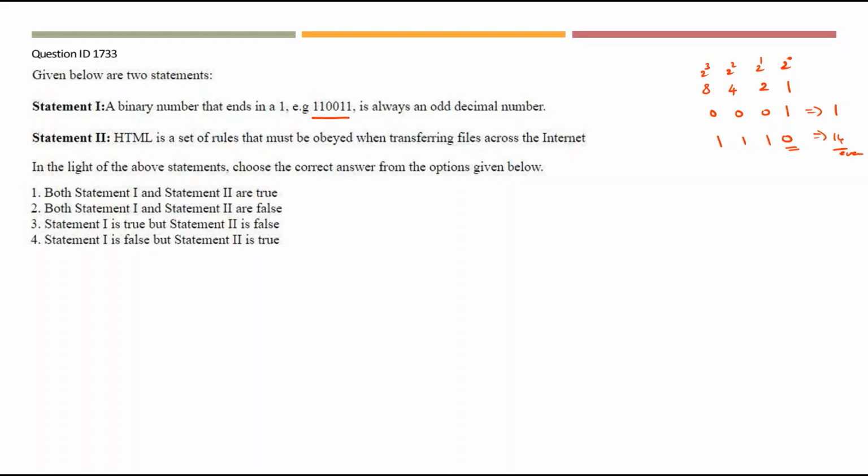So to make any number odd, I have to have 1 in the 2 power 0th bit. It means a binary number that ends in a 1 is what exactly they say. So when I have a binary number ending in 1, it means it is always an odd decimal number. This is perfectly true. Next statement.